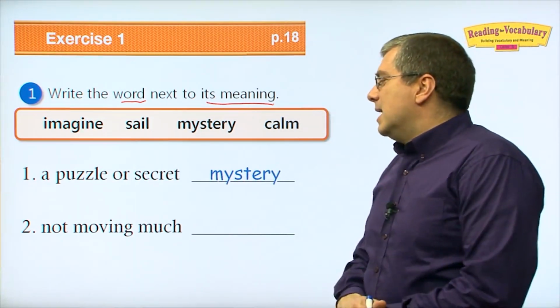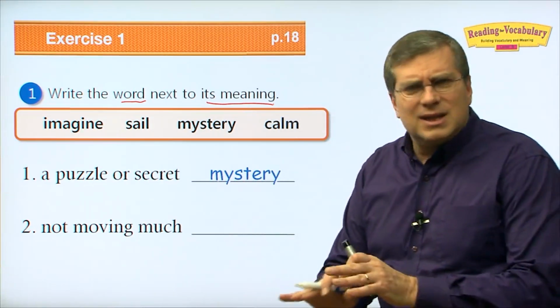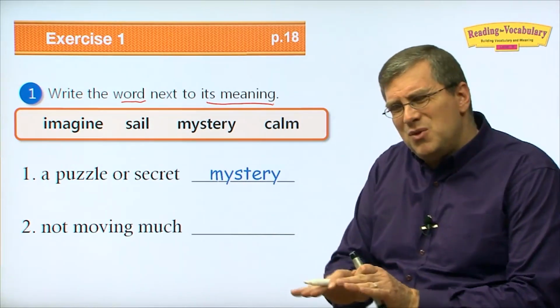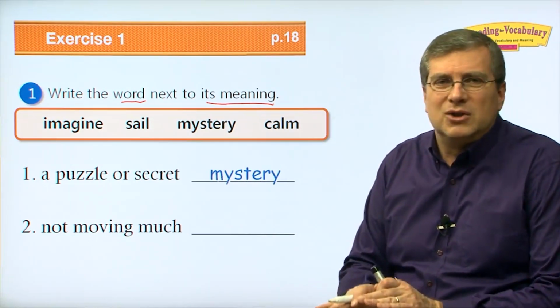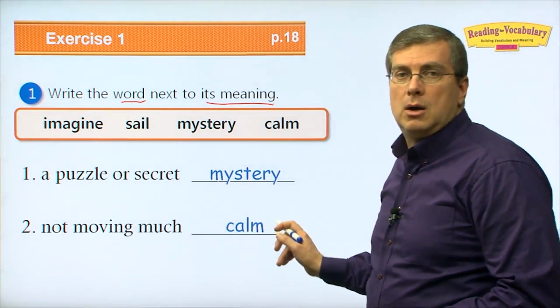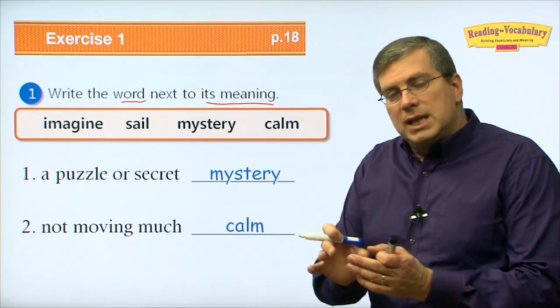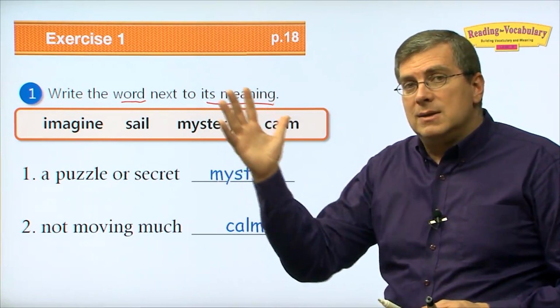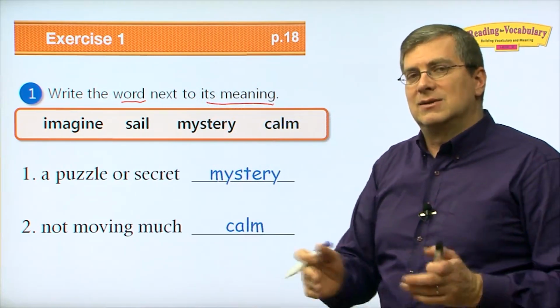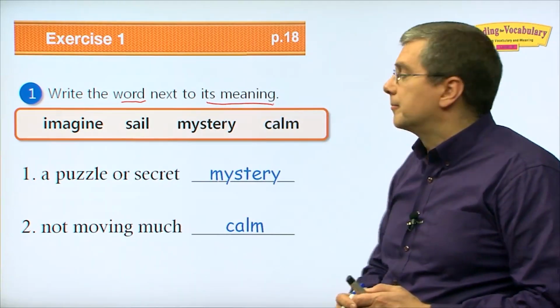Number 2, not moving much. Something that doesn't move much, right? It kind of stays in the same place. Maybe moves a little bit, but not much. Doesn't move much. It is what? Calm. So a leaf on the water or the wind in the air. It's not very windy. It's very calm. Okay? That's another way to use calm.